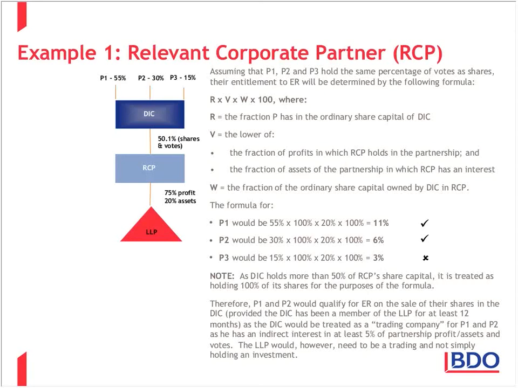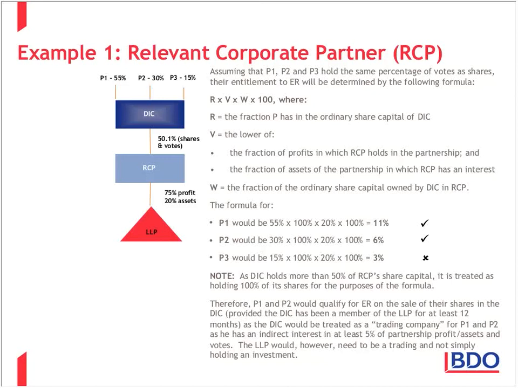The facts in this are the same as in the last example, but this time there is a company, the relevant corporate partner, sitting between the direct interest company and the LLP. Again, we follow the same process, except this time there's an extra element to the formula. P's interest via the relevant corporate partner is calculated by the formula R multiplied by V multiplied by W multiplied by 100. Now we know what R and V are in the formula, but W is the fraction of the ordinary share capital owned by the direct interest company in the relevant corporate partner.